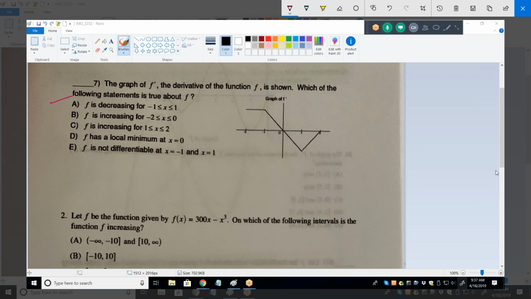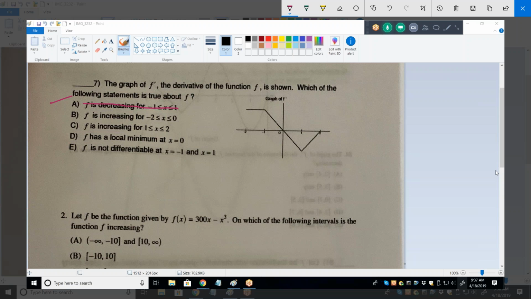Let's go through them one by one. Okay. Is F decreasing between -1 and 1? No, because it's got to be negative for it to be decreasing, and it's clearly positive from -1 to 0.